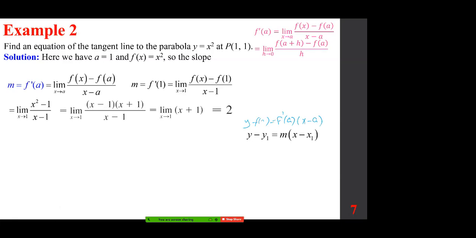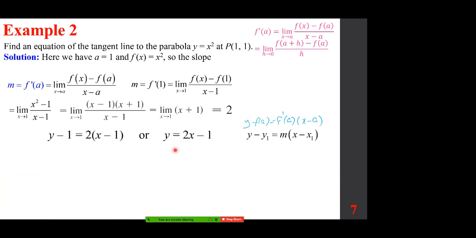All right. And so we come up with the answer. y equals 2x minus 1. By the way, class, the pair belongs to the original function, so it should satisfy that. Also, it should satisfy the tangent.